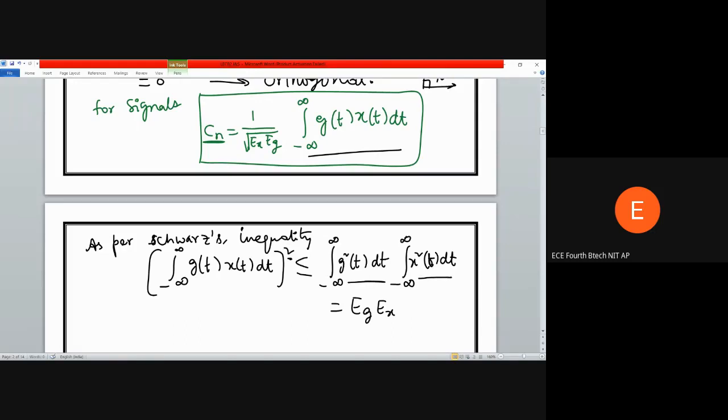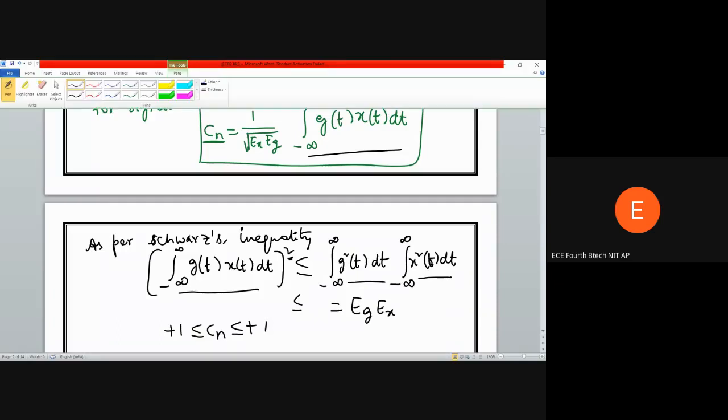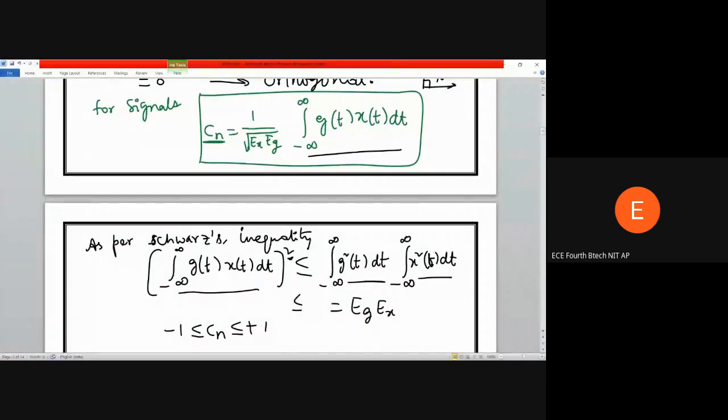If I take the power 2 to the right side, then this integration will be less than or equal to plus or minus under root of Eg and Ex. If I substitute those things over here, I can say that my Cn will also have values ranging from +1 to -1. Cn has values between +1 and -1.